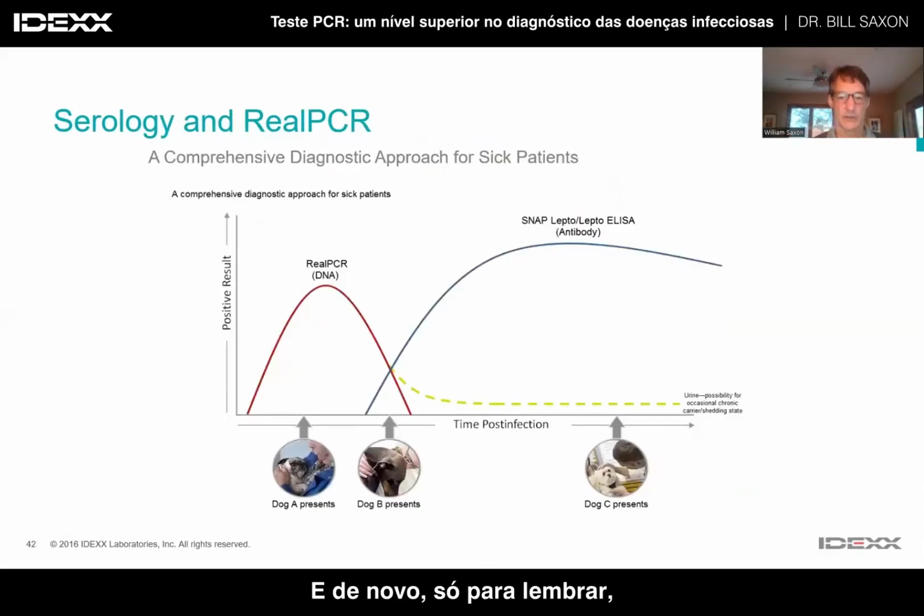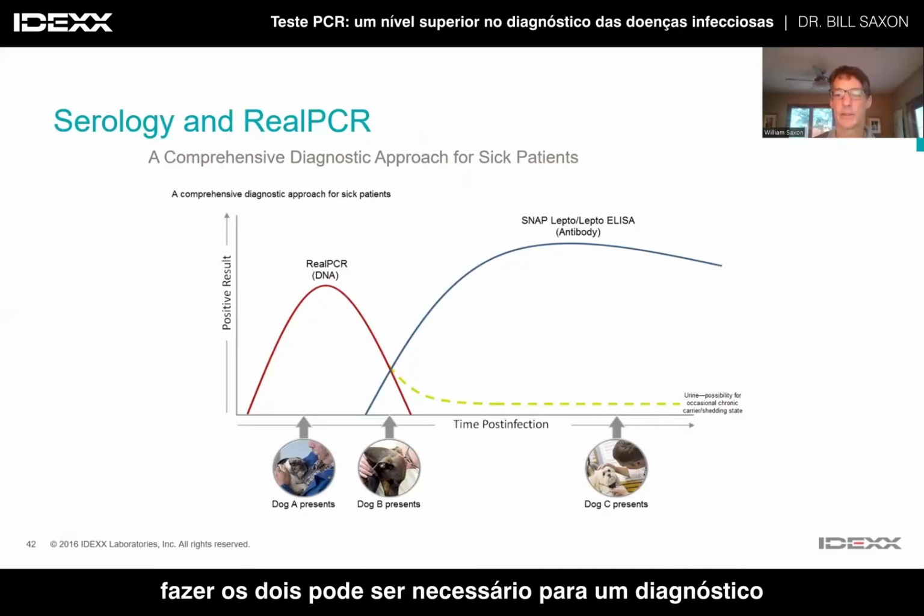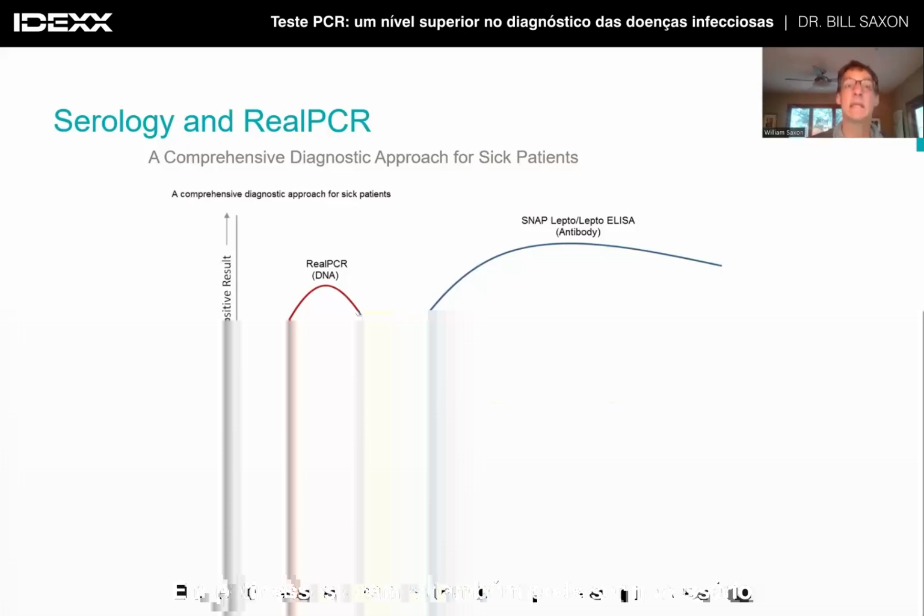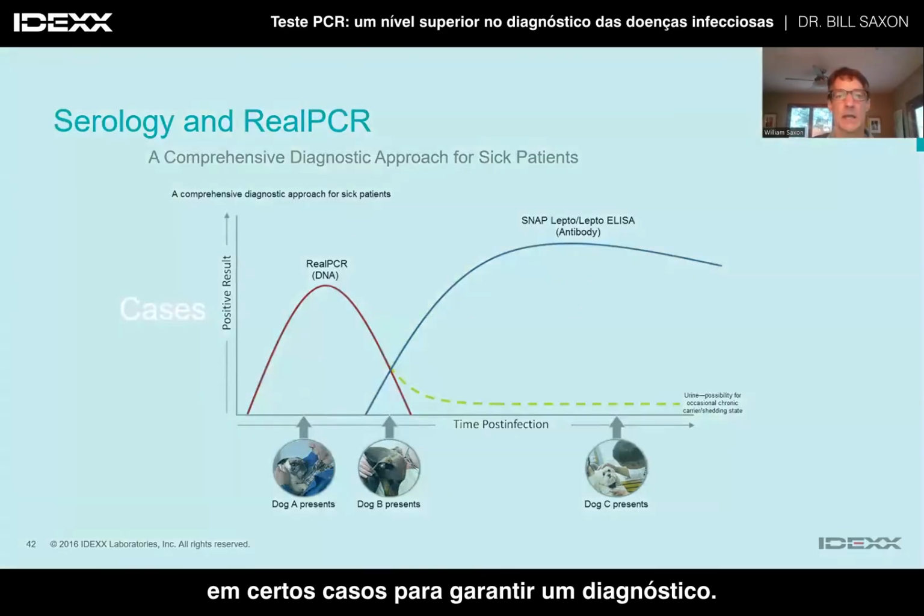And again, just to remind you, it sounds really straightforward, where we're going to just do serology and PCR, and we know the advantages, and we'll have an easy time to make a diagnosis. Sometimes, especially in sick animals that can be in various phases of disease, running both might be necessary to get a diagnosis, and including minimum database findings to determine extent of disease and active disease. And again, repeating these tests may also be necessary in certain instances to secure a diagnosis.